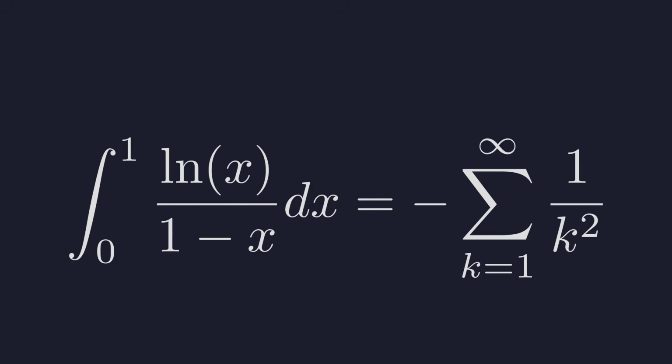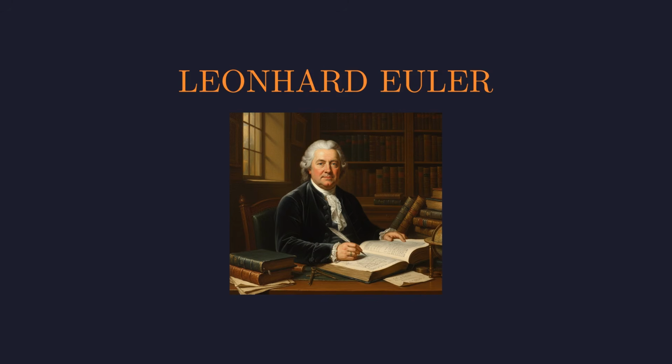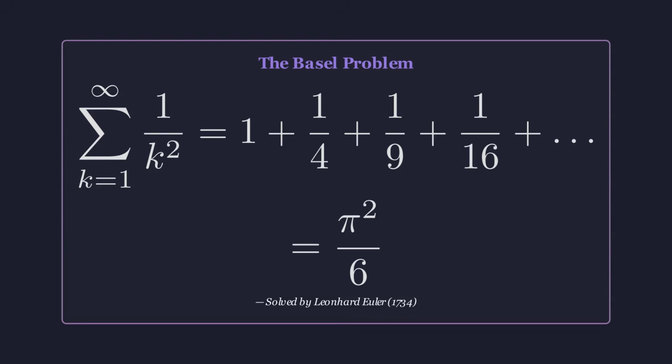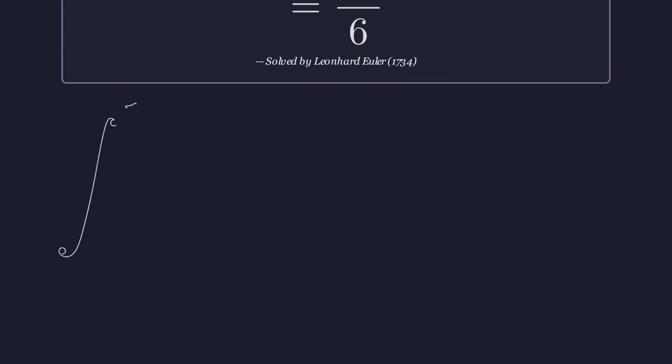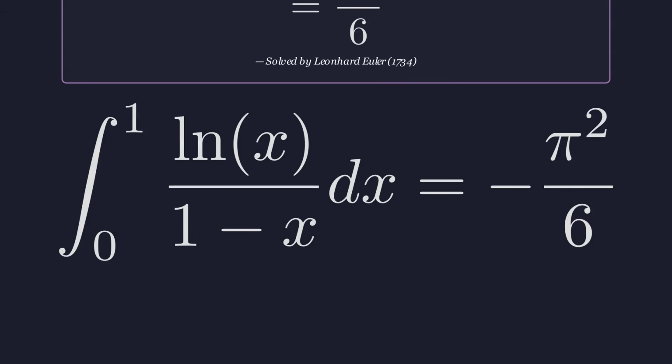This is a very famous sum. The problem of finding this sum, known as the Basel Problem, was solved by the great mathematician Leonhard Euler in the 18th century. Euler proved that the sum of the reciprocals of the squares is exactly pi squared divided by 6. This value is also the value of the Riemann zeta function at 2. Substituting this incredible result gives us the value of our integral.